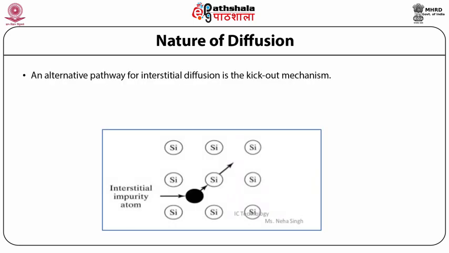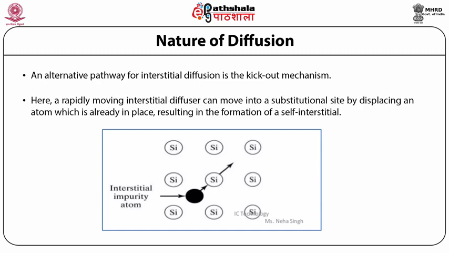So an alternative pathway for interstitial diffusion is the kick-out mechanism. Here a rapidly moving interstitial diffuser can move into a substitutional site by displacing an atom which is already in place, resulting in the formation of a self-interstitial.